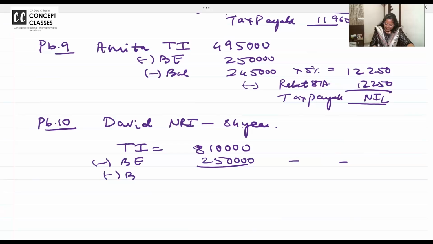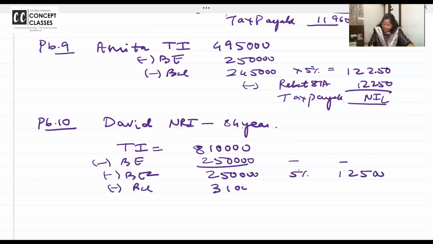Okay. Then next 2,50,000, it will be 5%. That's how much? 12,500. And on the balance 3,10,000, it's 20%. That comes to 62,000. Correct? Perfect.